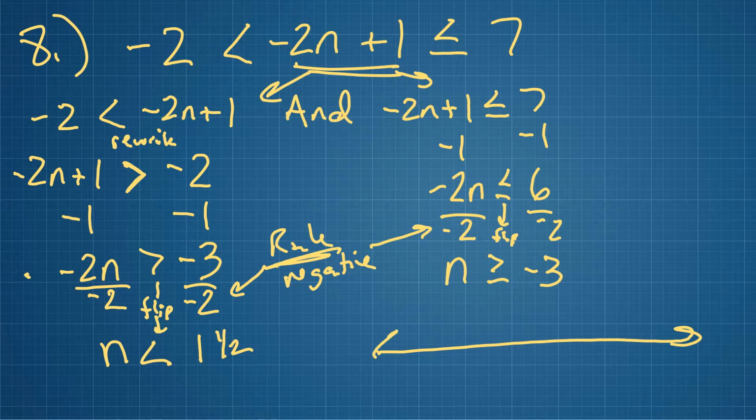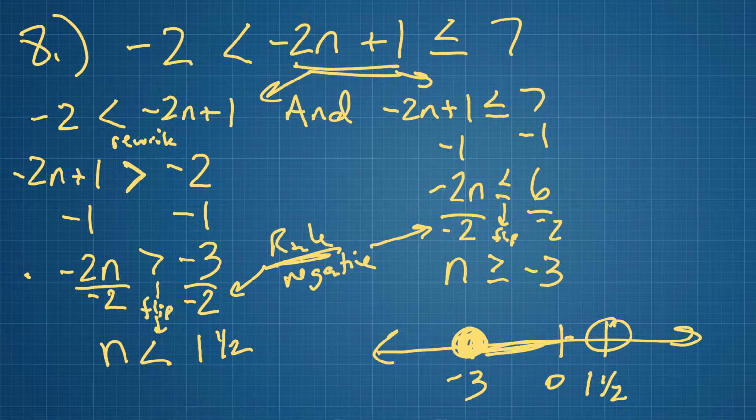I make my number line. I have negative 3 on my number line. I have 1.5 on my number line. Now make sure you know that 1.5 is bigger and it's on the right. 1.5 also has an open circle. Negative 3 has a closed circle. That's important. See how they mix match this time? I'm bigger than negative 3, so I shade to the right. Remember, I don't go through the circle. I'm less than 1.5, so I shade right there. And it looks like an and graph. All right? And that's it for number 8.